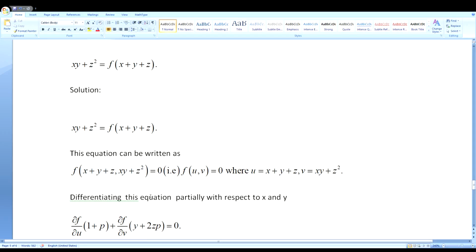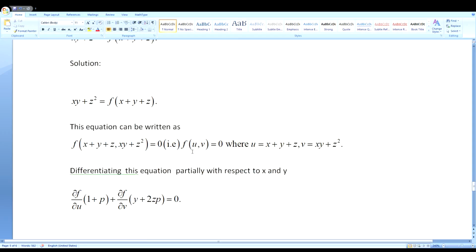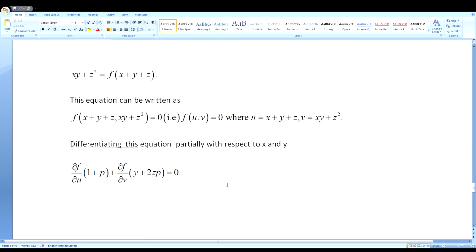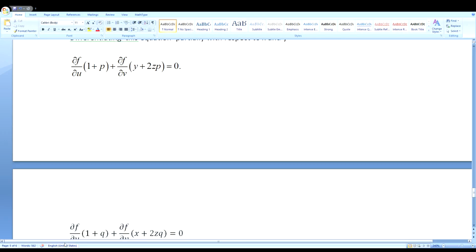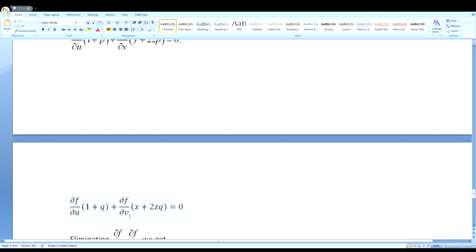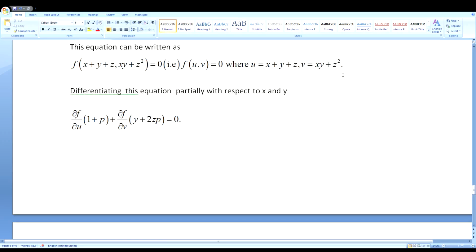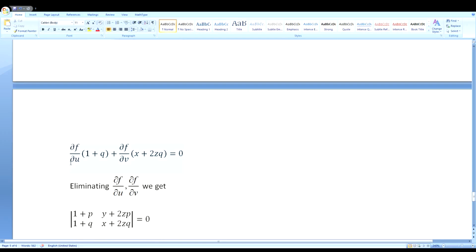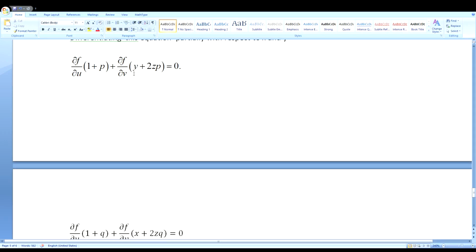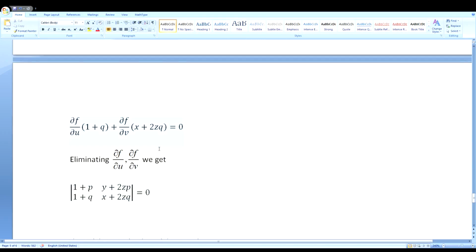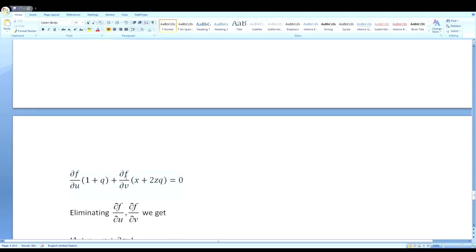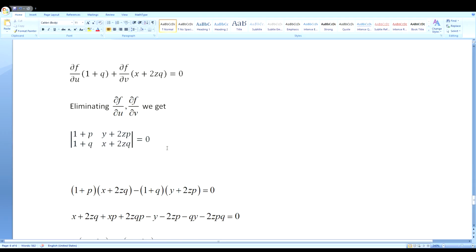Now differentiating this partially with respect to x, we get dou f by dou u into (1 plus p) plus dou f by dou v into (y plus 2zp) equal to 0. And similarly, with respect to y, when we differentiate, we get dou f by dou u into (1 plus q) plus dou f by dou v into (x plus 2zq). Eliminating dou f by dou u and dou f by dou v from these two equations, the determinant of (1 plus p, 1 plus q; y plus 2zp, x plus 2zq) is 0.